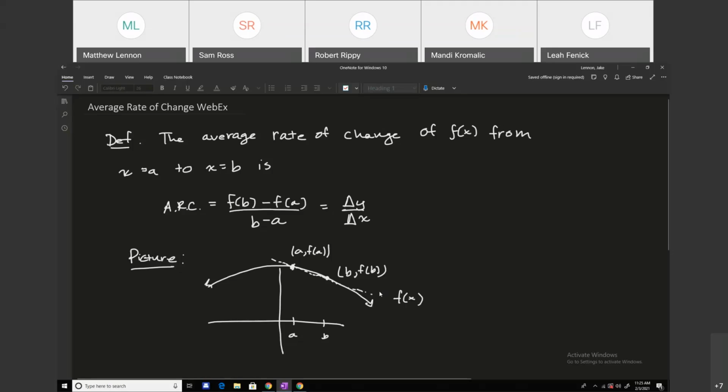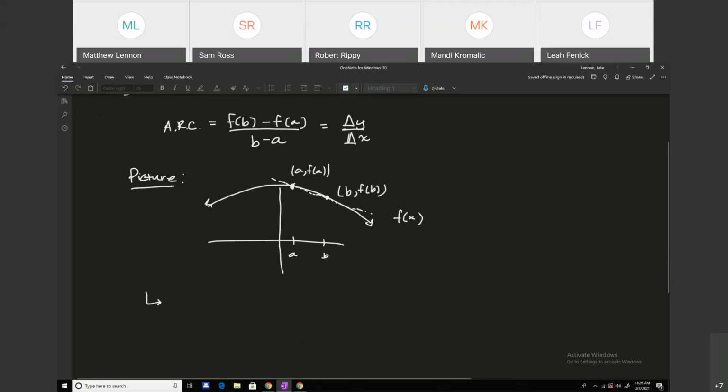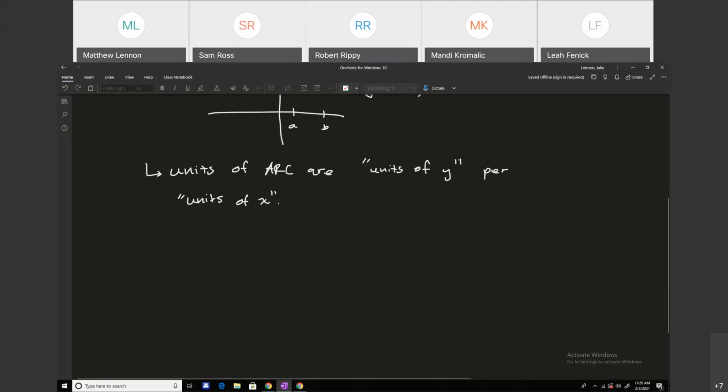Yeah, so let's go ahead and do an example. First, one note on units: the units of the average rate of change are going to be a ratio of units, like they are for the slope. So the units of the ARC are units of y, or units of your output, per your units of x. Okay, so let's do an example real quick, and then we'll look at the PowerPoint and see if that has anything interesting to offer.